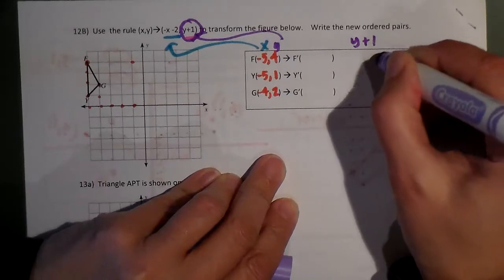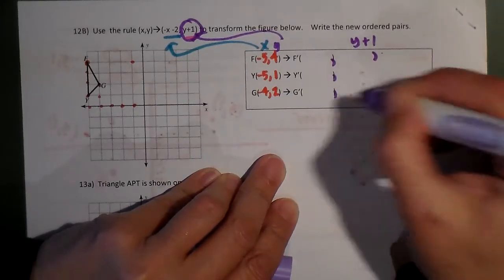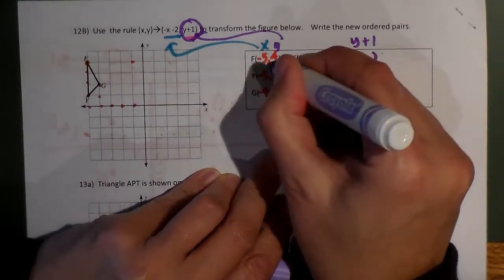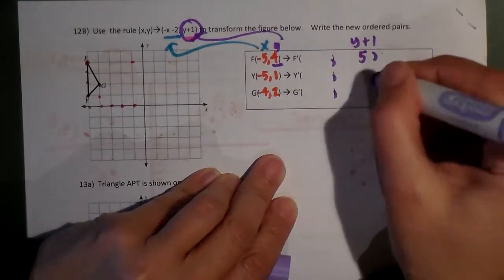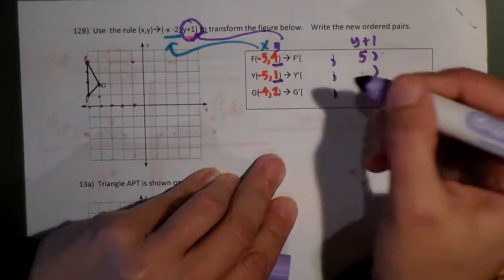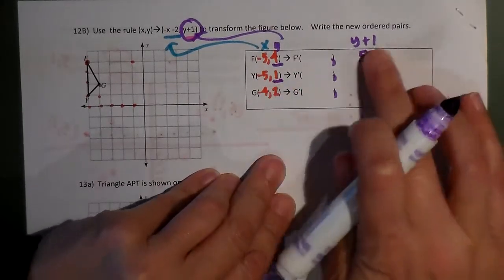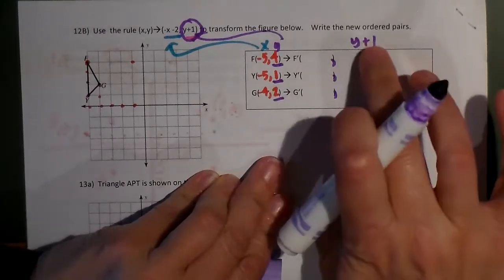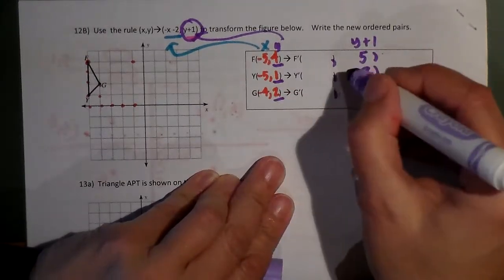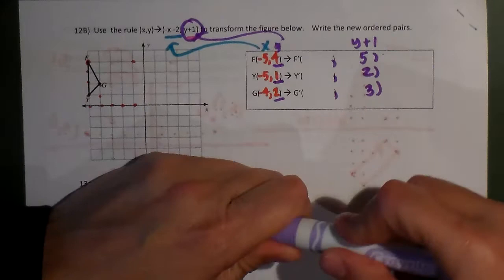I'm going to actually just do this so that we can actually see the calculations. So 4 is your y coordinate. What's 4 plus 1? 5. This is 1 for this one. What's 1 plus 1? 2. This is 2. What's 2 plus 1? 3. Okay? So that is your y value.